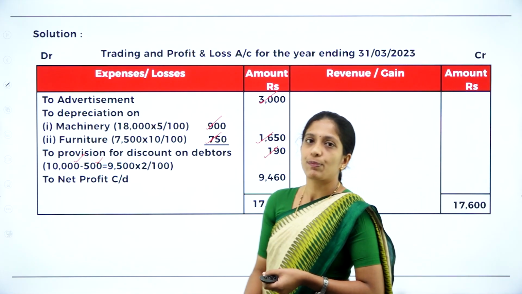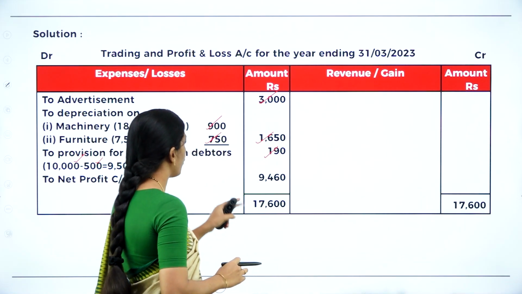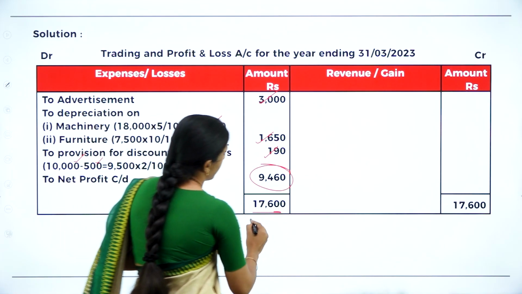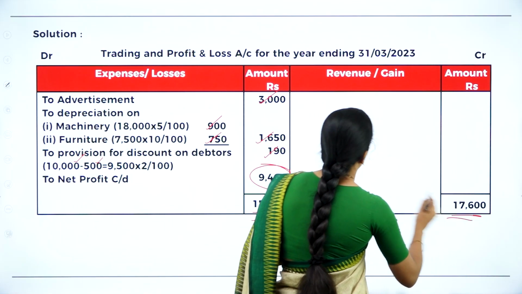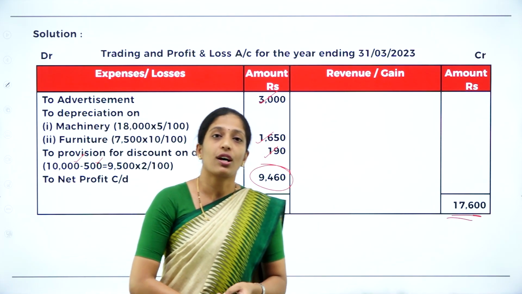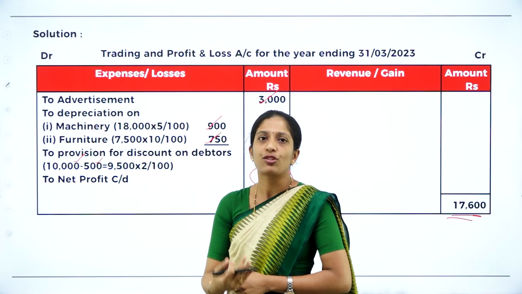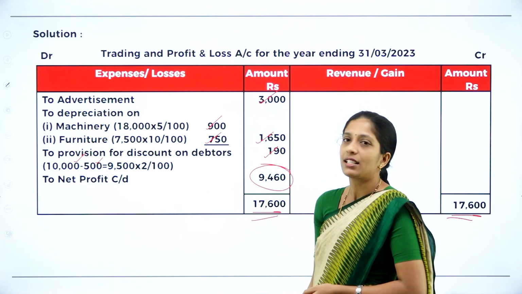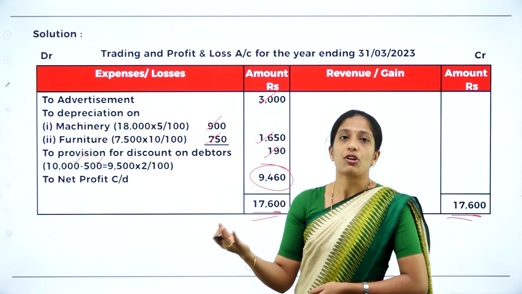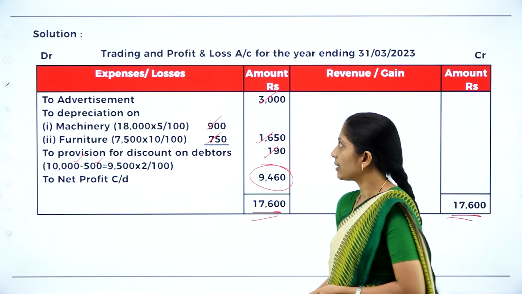Then you will balance both the sides. So when you balance both the sides, you will get a balancing figure of how much? 9,460. Okay. So here it is 17,600 minus all these, you will get a balancing figure of 9,460. So your credit side is more than debit side. So it is a net profit carried down. So this is a balancing figure which you have to show in the balance sheet.